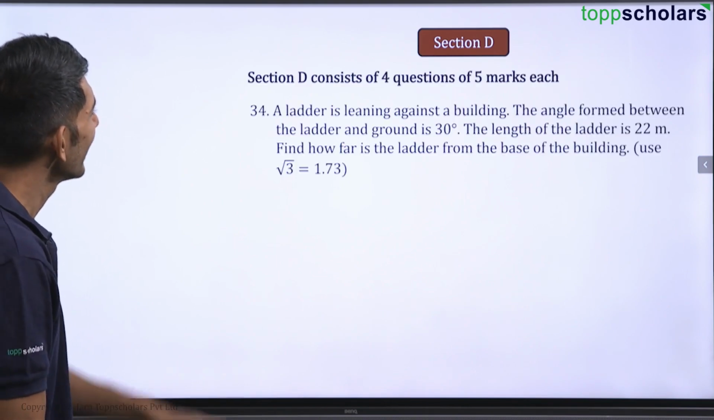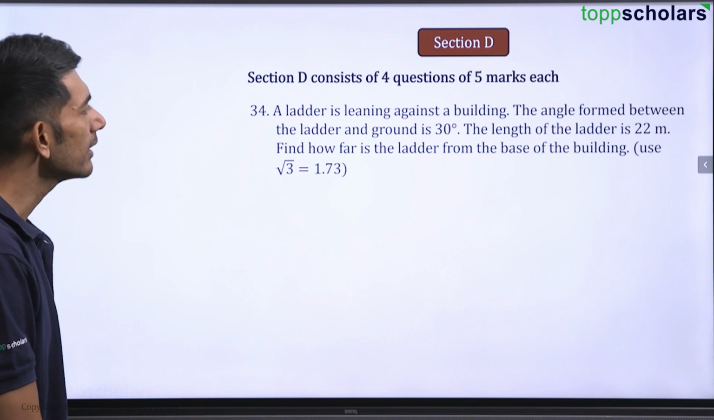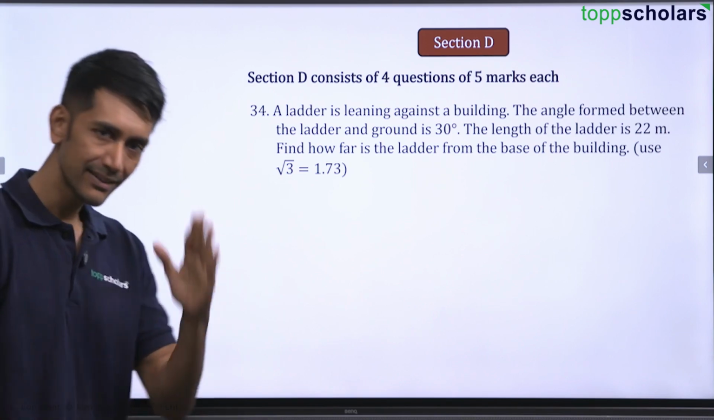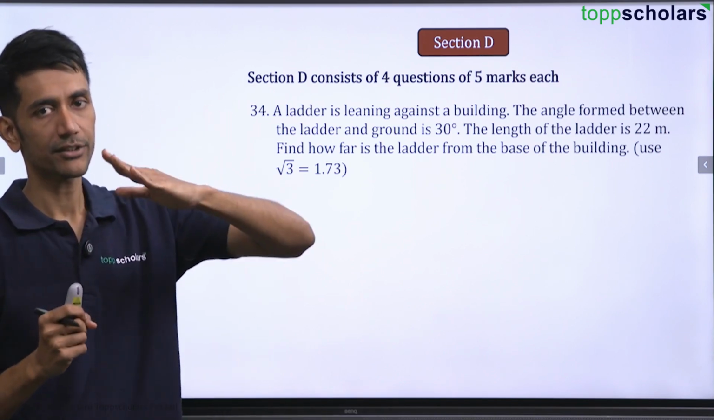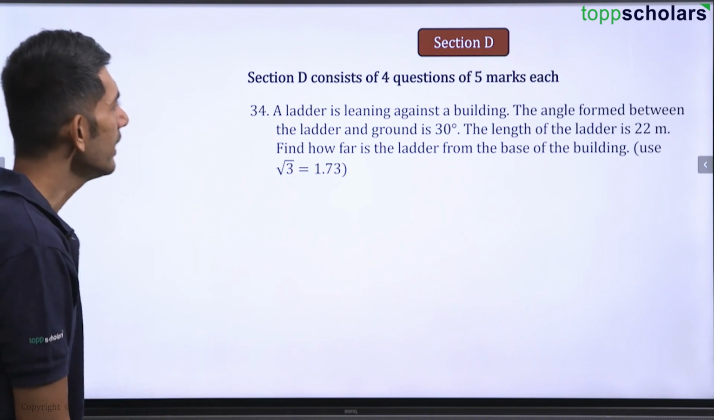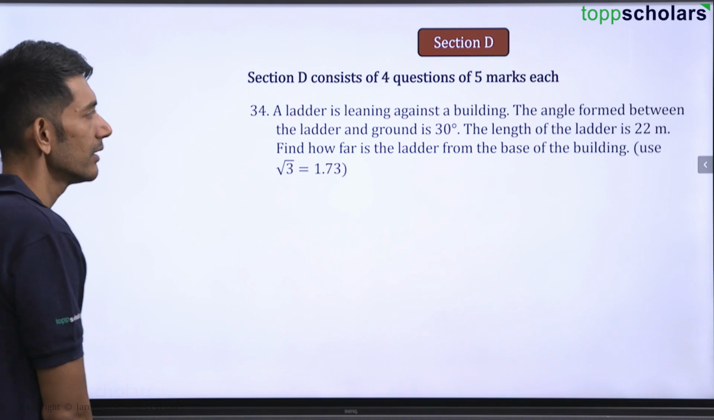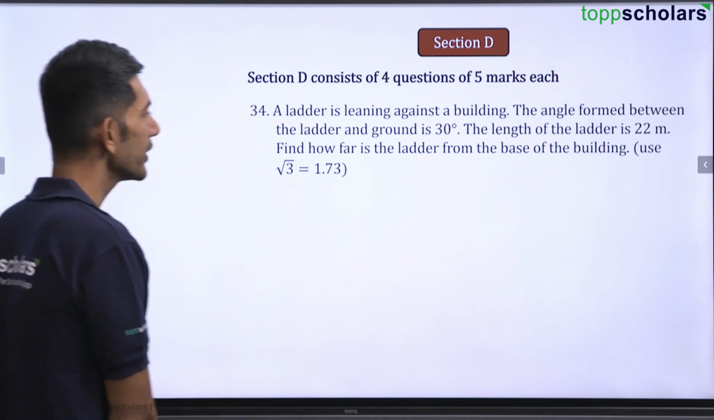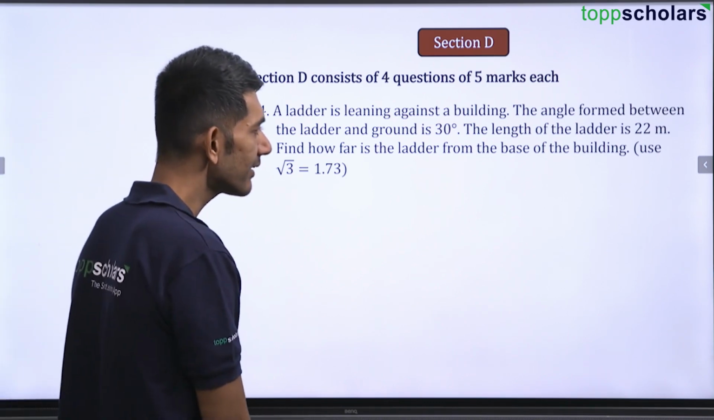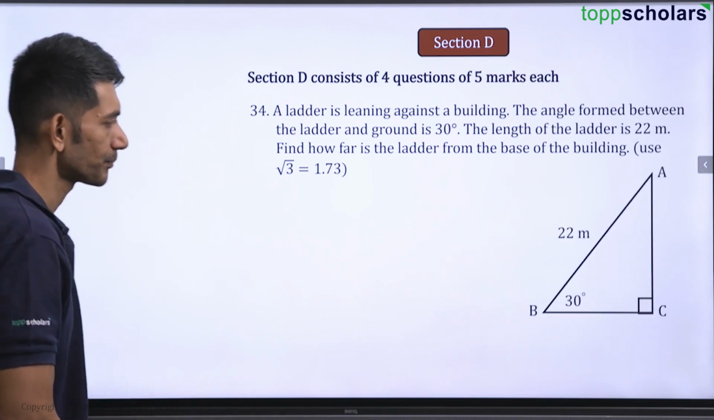It says, a ladder is leaning against a building. There is a ladder leaning. Leaning means it is slant against the building. The angle formed between the ladder and the ground is 30 degrees. The length of the ladder is 22 meters. How far is the ladder from the base of the building?